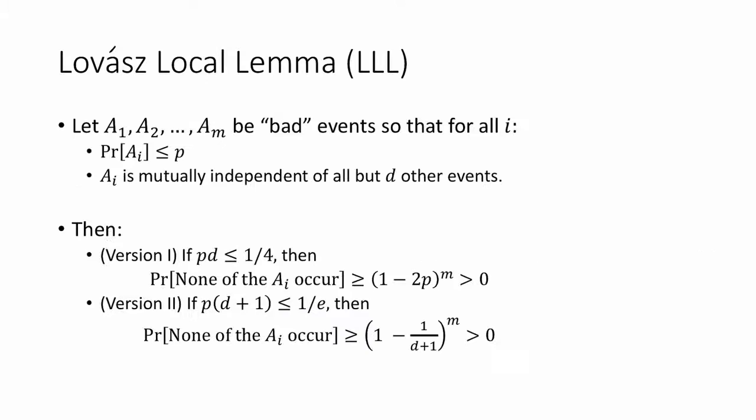And this leads us to the Lovasz local lemma, or LLL. The LLL says the following. Suppose that I have m bad events, a1 through am. So think of these like the ith clause is not satisfied. And they have the properties that for all i, first, the probability of the event a sub i is at most p, and second, that the event a sub i is mutually independent, not of all of the other events, but most of them, all but D other events, for some parameter D. What does it mean to be mutually independent?